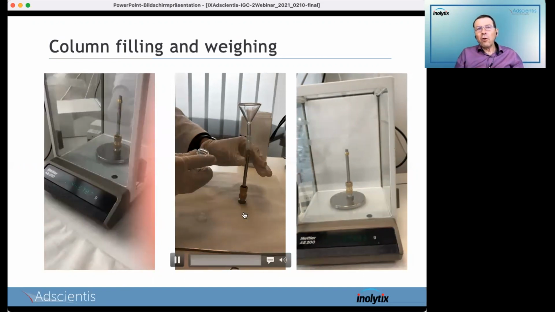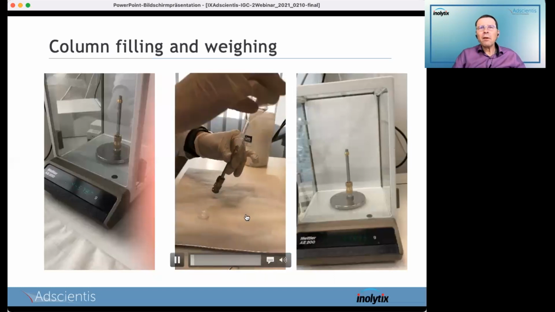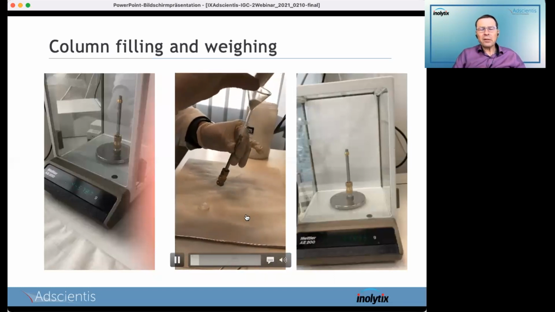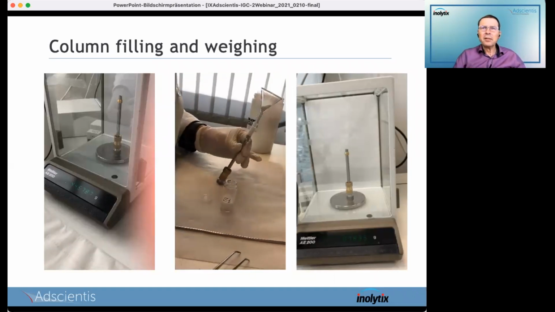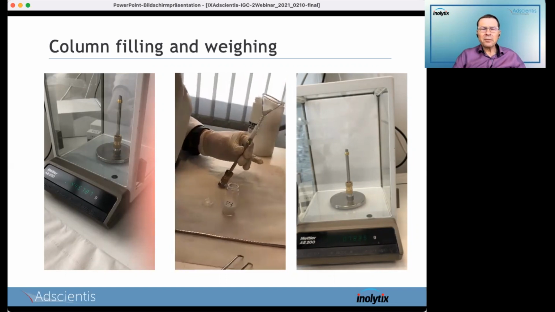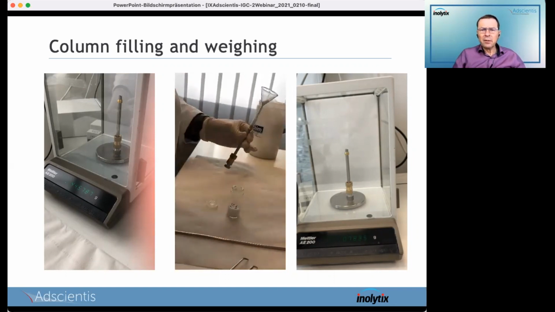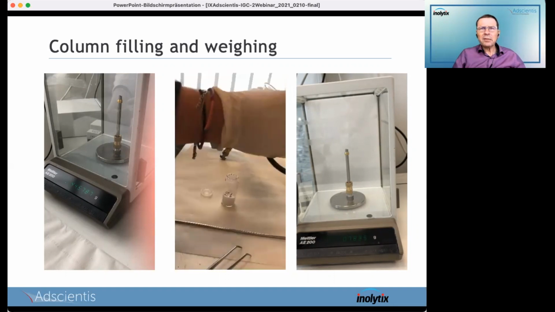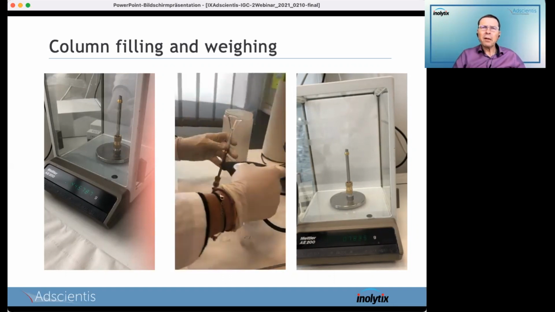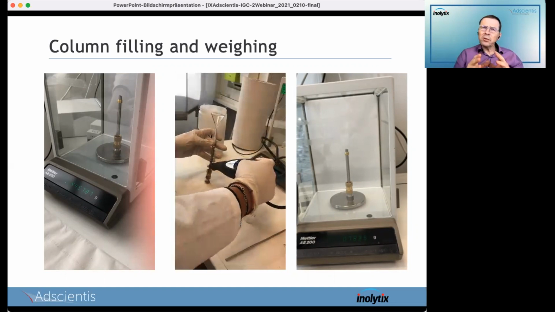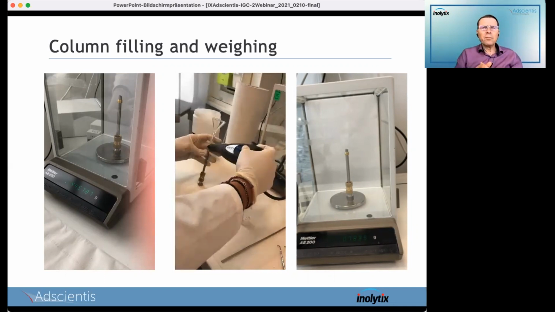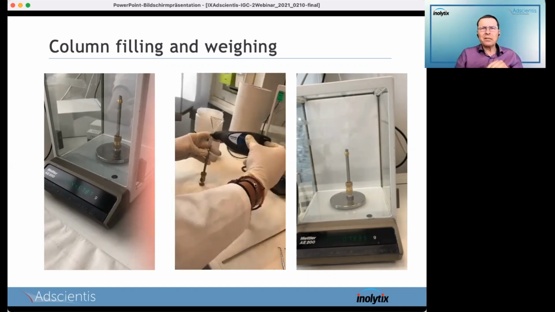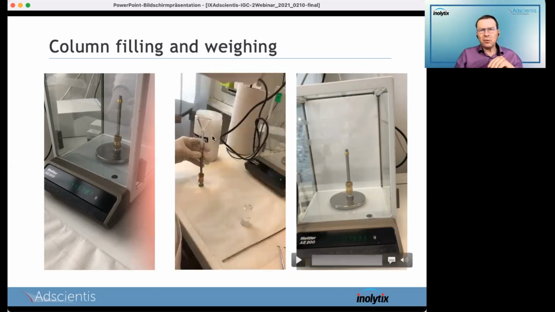Now I want to show you how we fill the column. And so that doesn't look so highly sophisticated, but there are these little tricks to this. And you will hear very soon what this little trick means. Yes, I hope it's not too loud. But by this vibration, it's a very well packed column. And again, weighing afterwards to really make sure that we know exactly the amount of sample in this column.